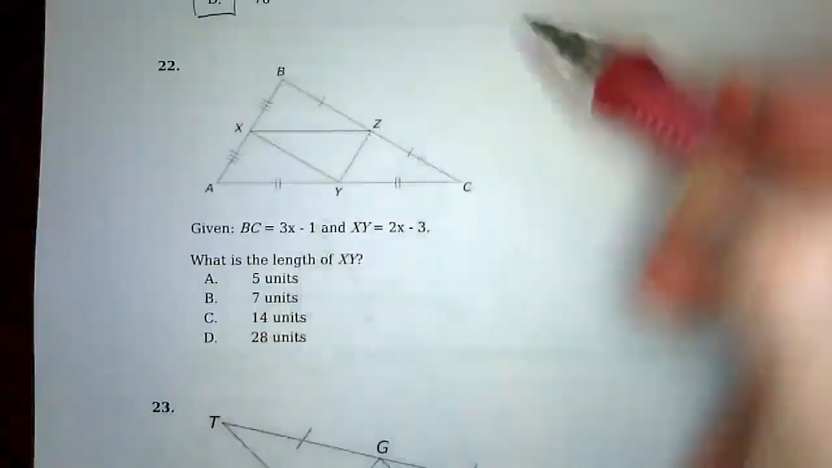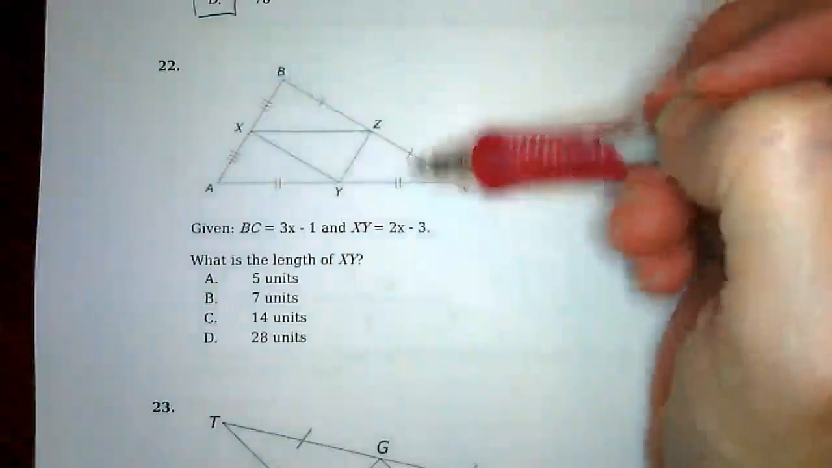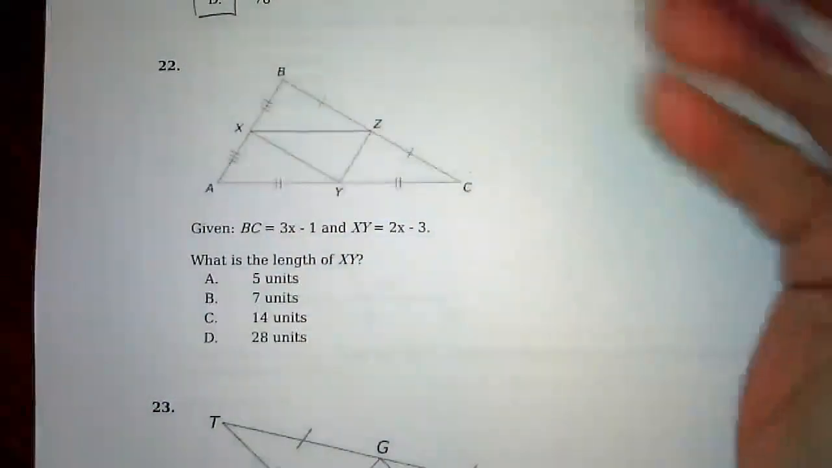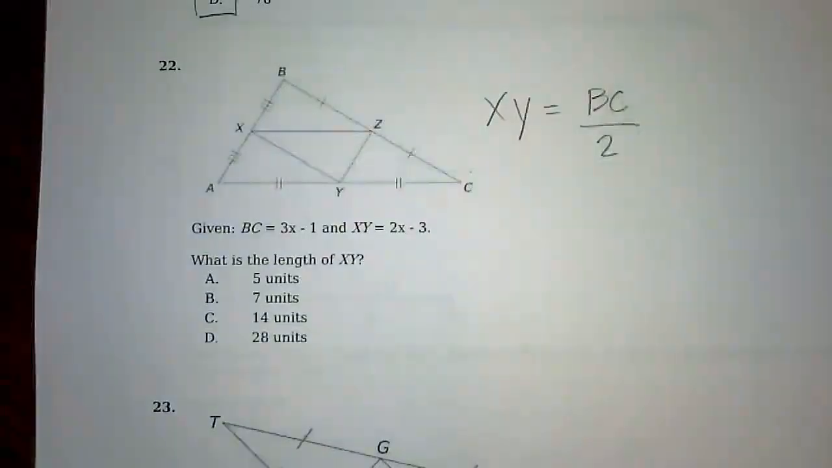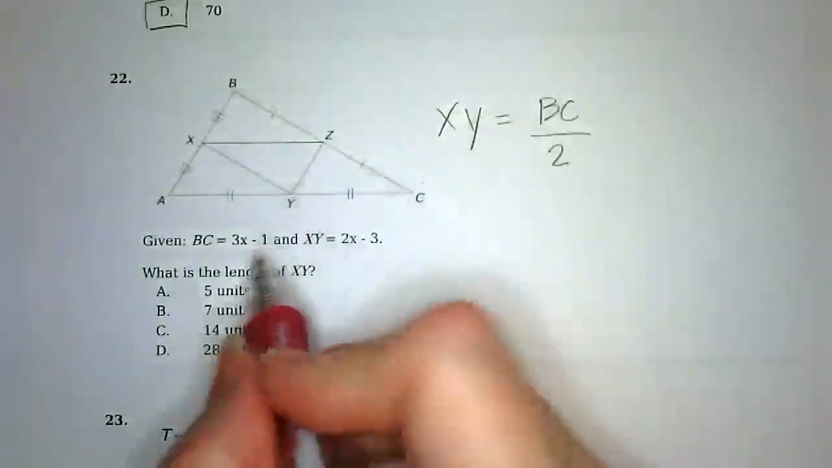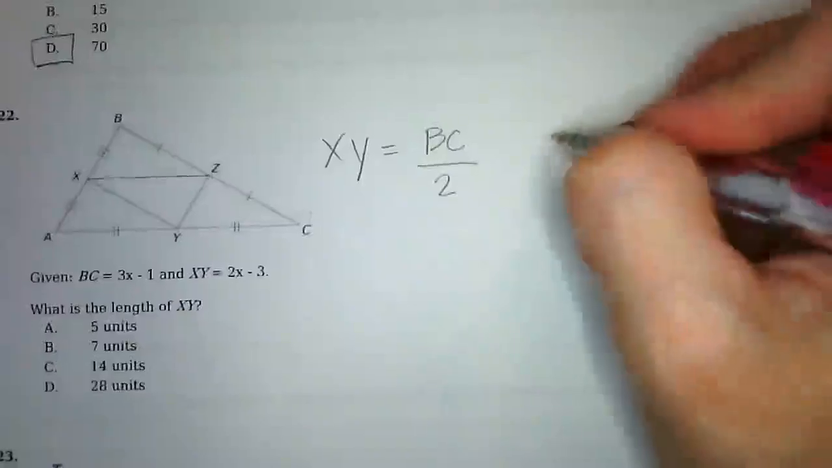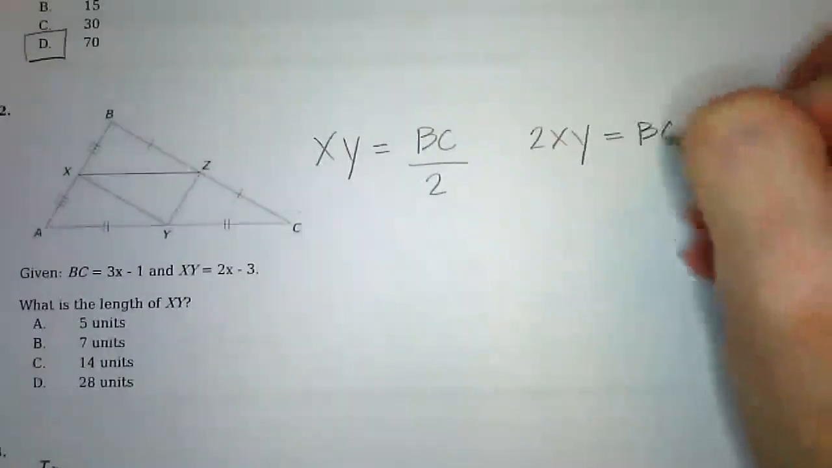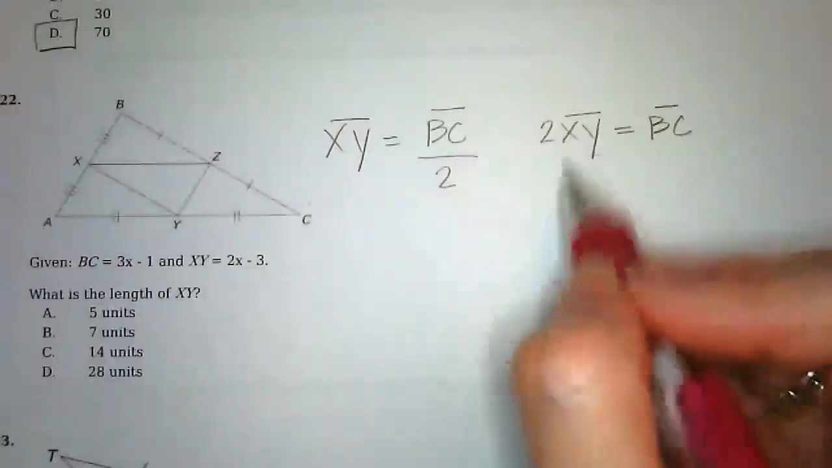Okay, BC is right here, and XY. We can see by all these markings that these are mid-segments. So this piece right here is half of this piece. So XY is BC divided by 2. Looking at that, I don't really like those numbers there. So the other way that we can think about it is that if we had 2 XY pieces, that would equal 1 BC piece. So let's put those marks there. I think I'd rather do that.